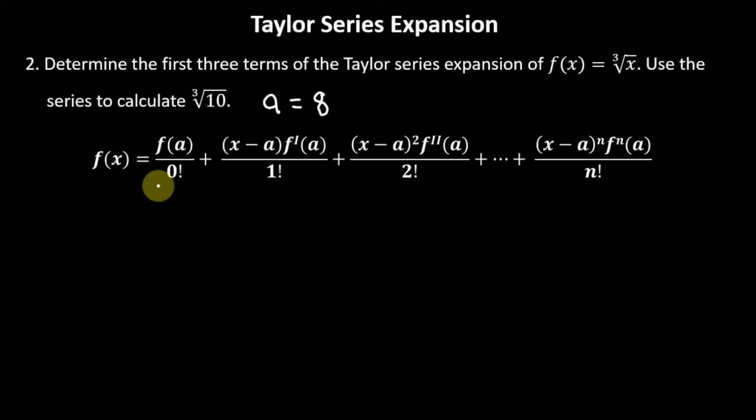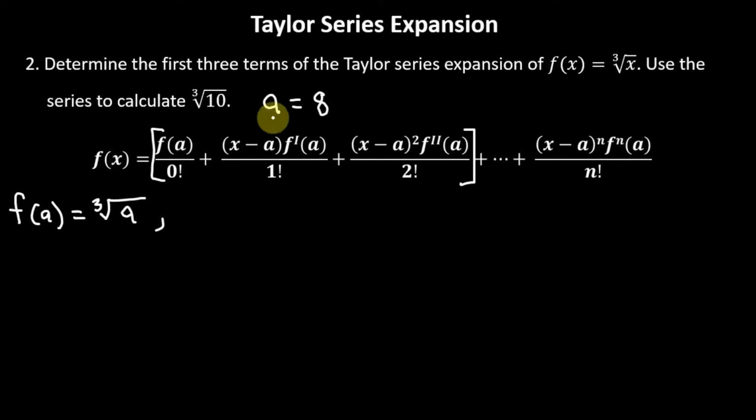Now let's get right down to business. This also asks us for the first 3 terms, so we know that we're going to need our f of a, first differential of f of a, and also the second differential of f of a. So we're going to go ahead and find our f of a. And of course, guys, being that f of x is equal to the cube root of x, then f of a will be equal to the cube root of a.